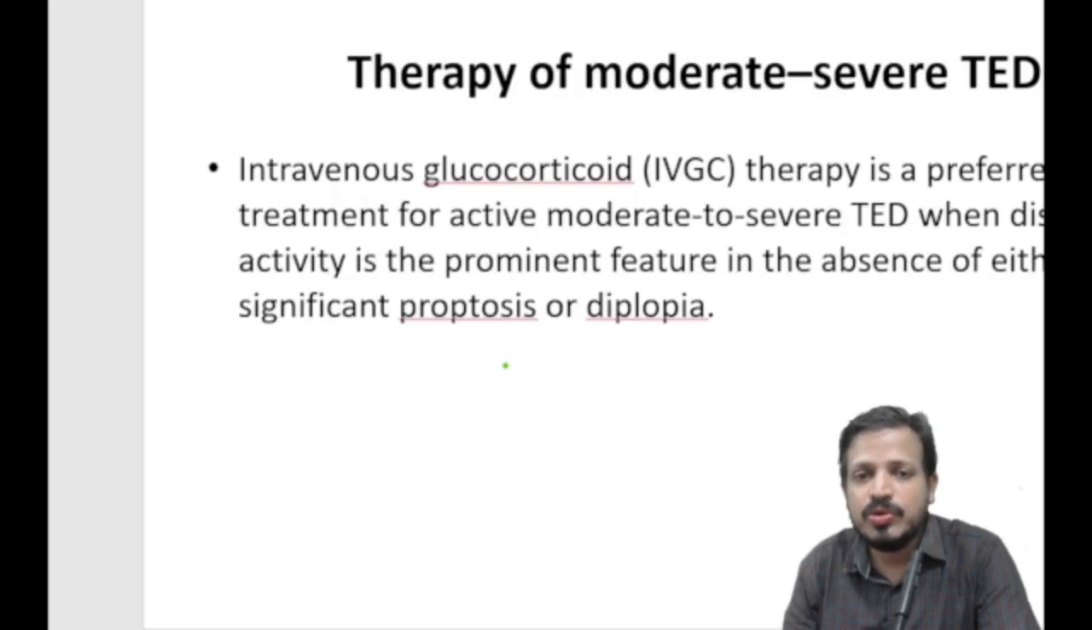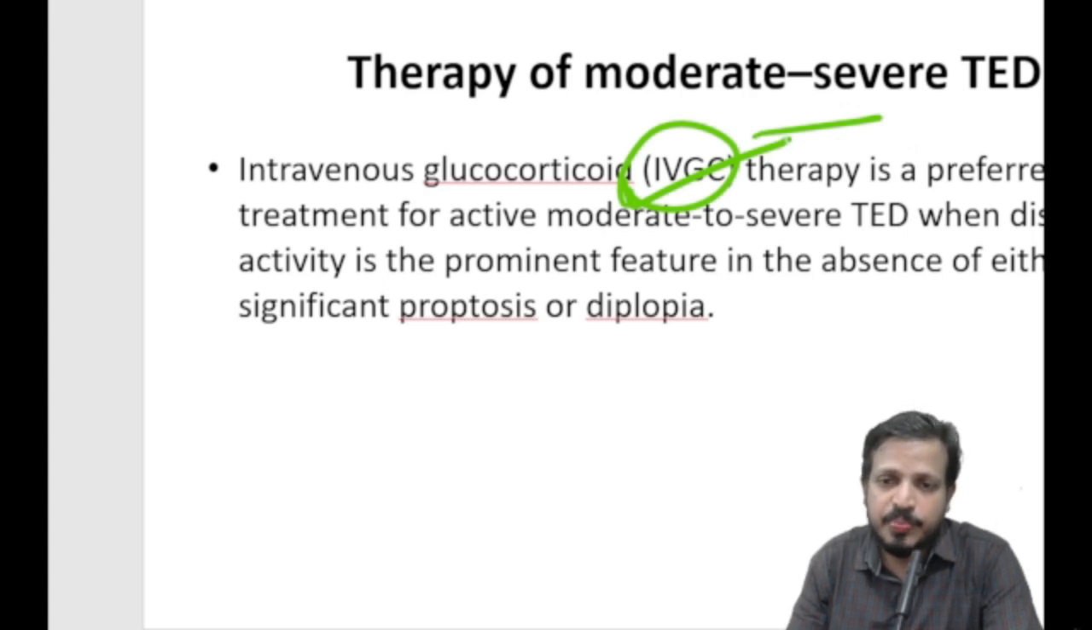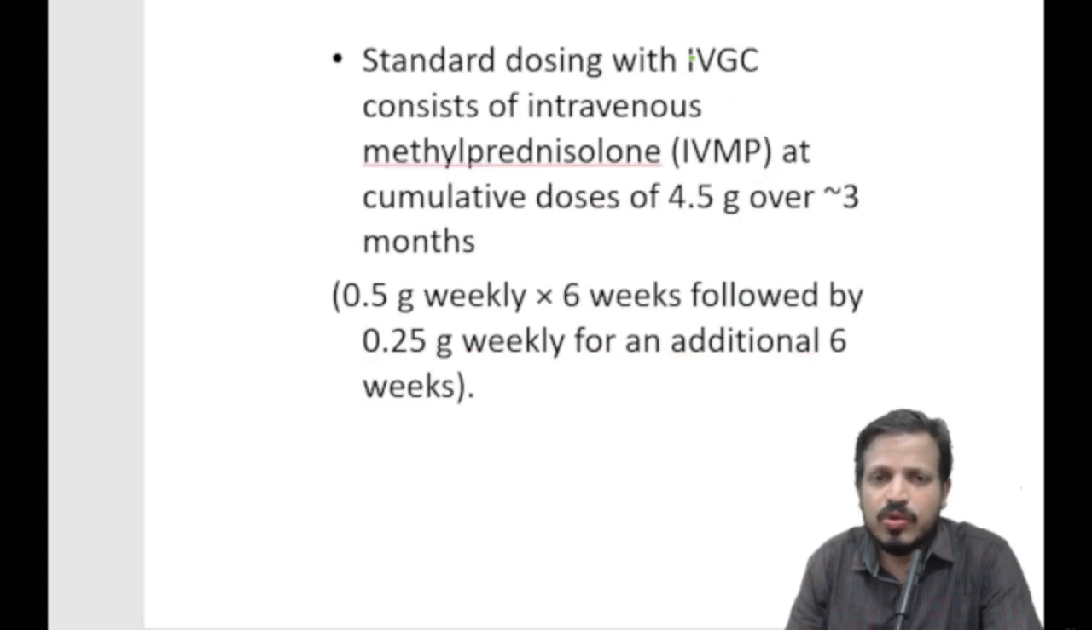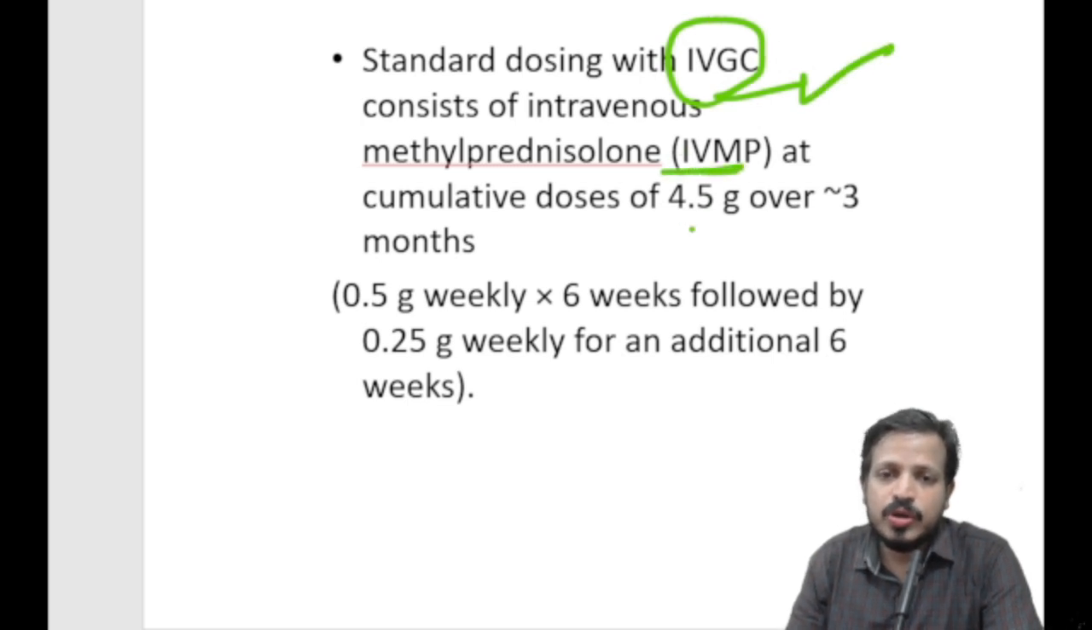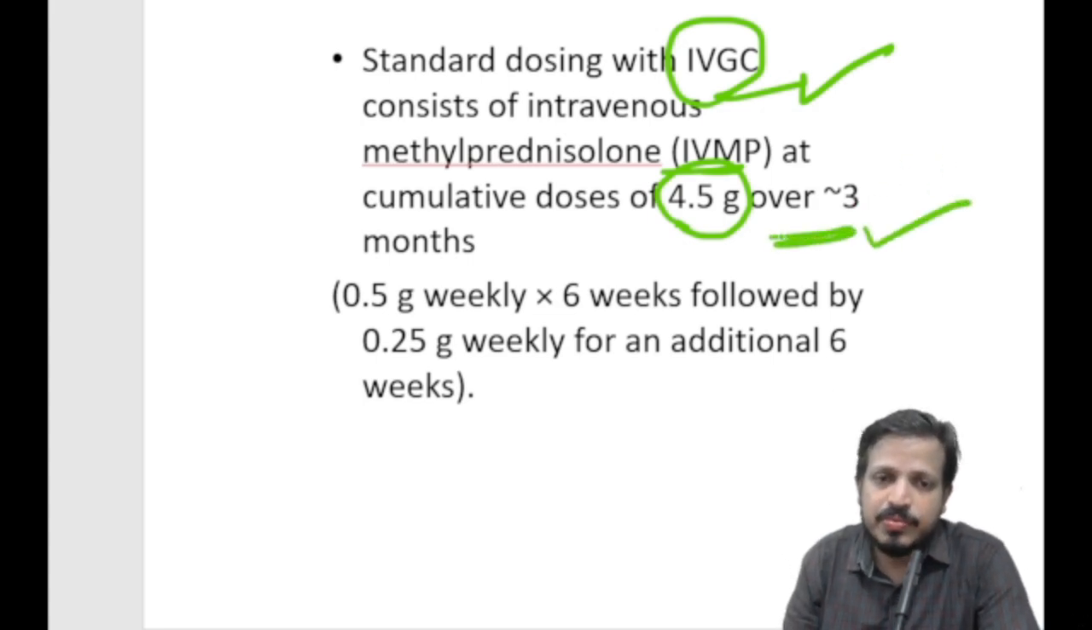Then for moderate to severe thyroid eye disease, we will go directly to intravenous glucocorticoid therapy. It is the preferred modality of management in moderate to severe thyroid eye disease. Then how will we give this intravenous glucocorticoid therapy? We give intravenous methylprednisolone, the cumulative dose is 4.5 gram over 3 months. So in total over 3 months we have to give 4.5 gram cumulative dose.